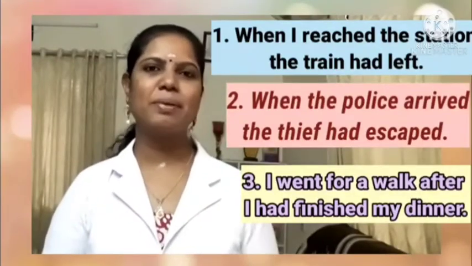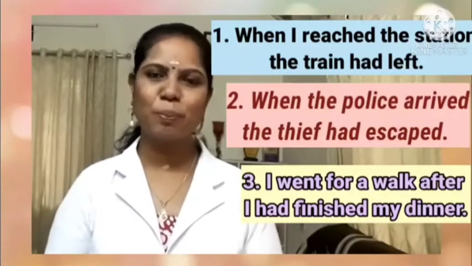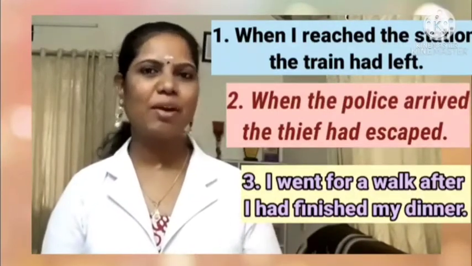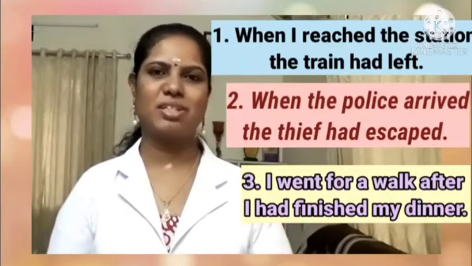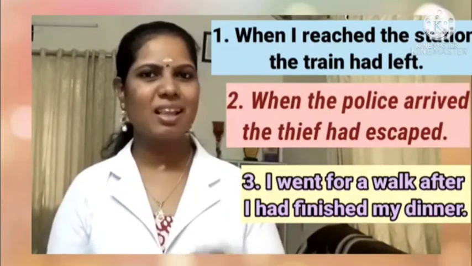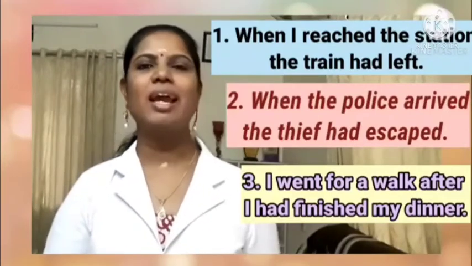Look at the first example. When I reached the station, the train had left. Which action took place first, children? The train had already left. Then I arrived at the station. Okay. So the first action is the train left. So had left. We have to use had left with the first action.